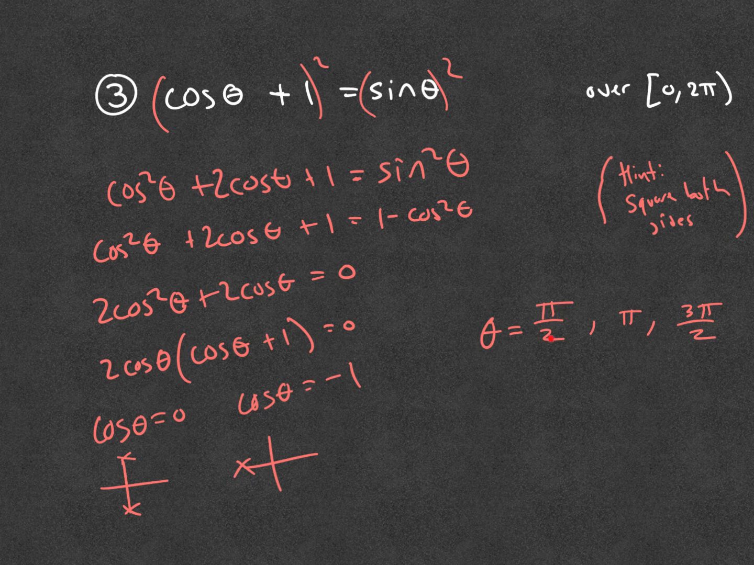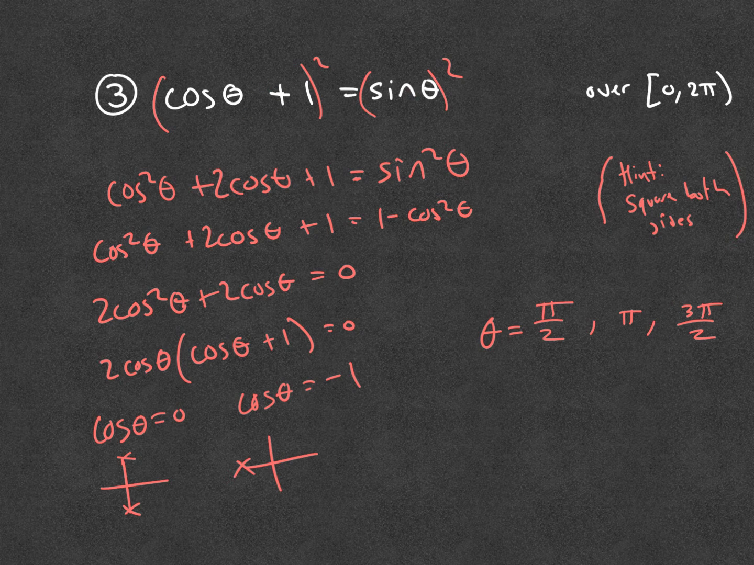So if I plug in pi over 2, I get 0 plus 1 equals 1. So that's okay. 1 equals 1. And it's before I squared it. Then pi, I have cosine of pi is negative 1, plus 1 is 0. Sine of pi is negative 1. Or sorry, sine of pi is 0. So we have 0 equals 0, so we're good there.